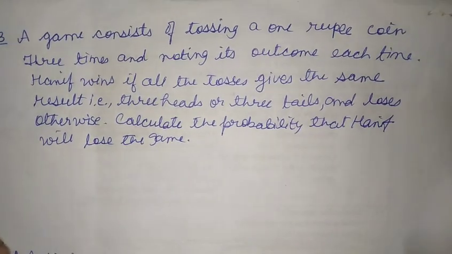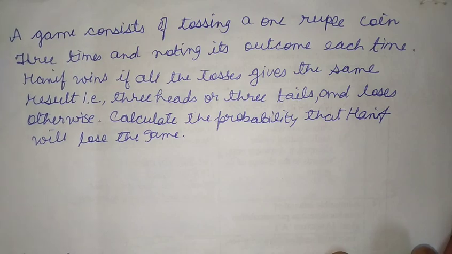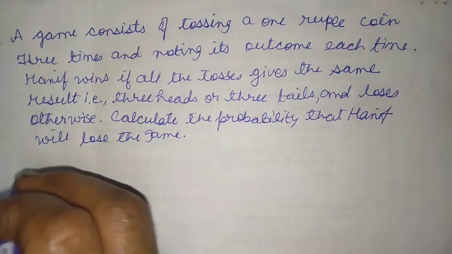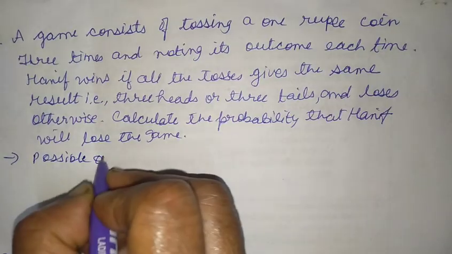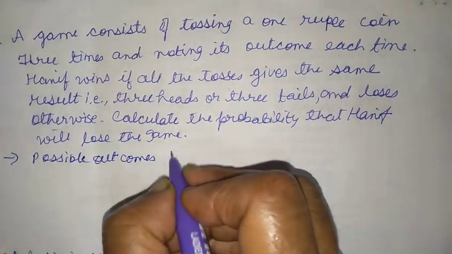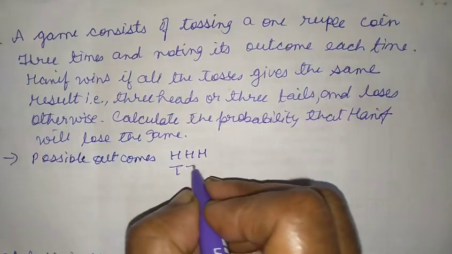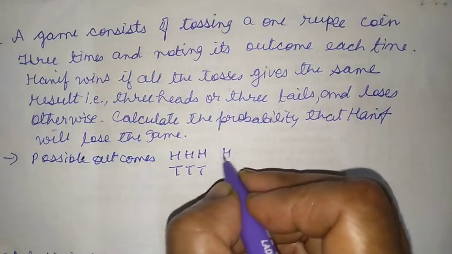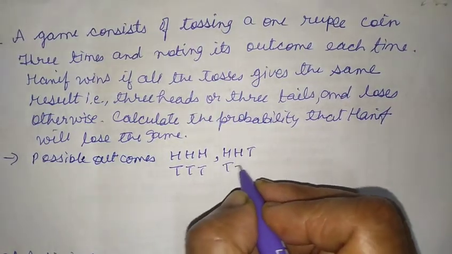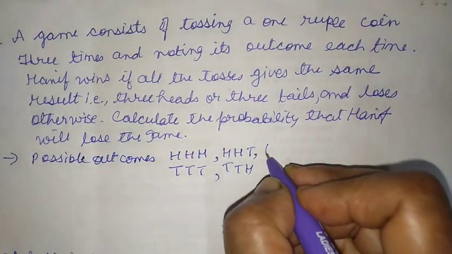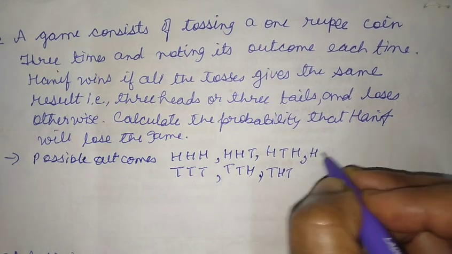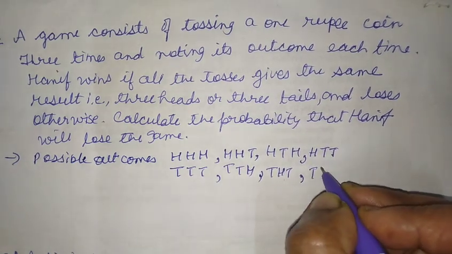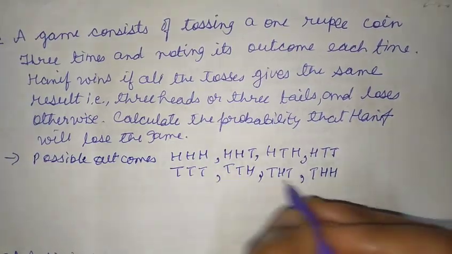So if the tosses do not give the same result, that is, not 3 heads or 3 tails, Hanif will lose the game. Let us first of all see what our possible outcomes are here. The possible outcomes are head, head, head; tail, tail, tail; head, head, tail; tail, tail, head; head, tail, head; tail, head, tail; head, tail, tail; and tail, head, head. So the possible outcomes we got are 8 here.